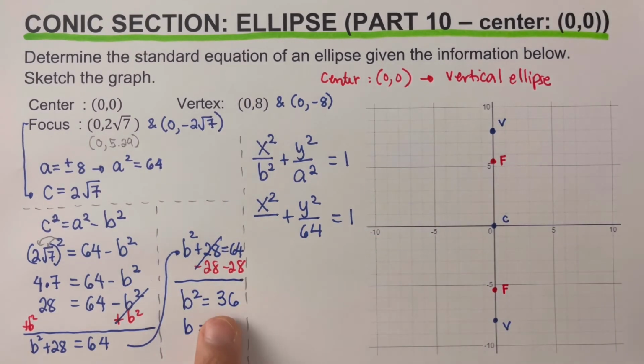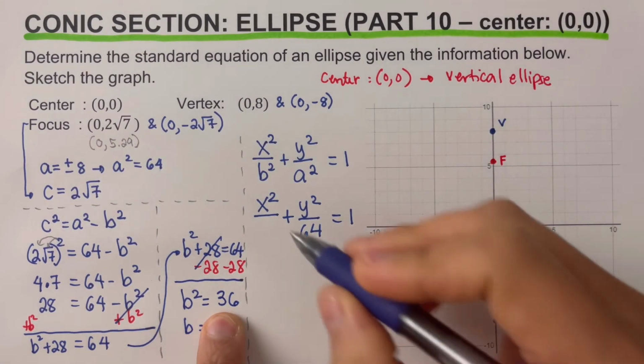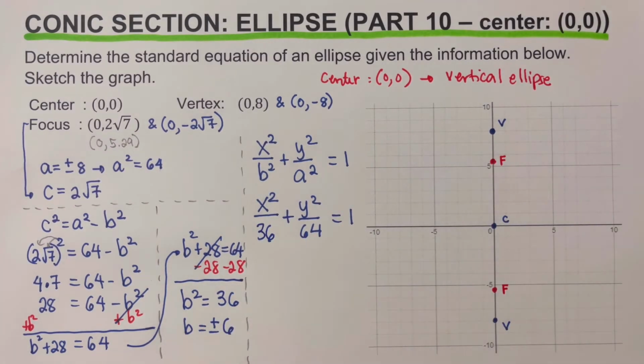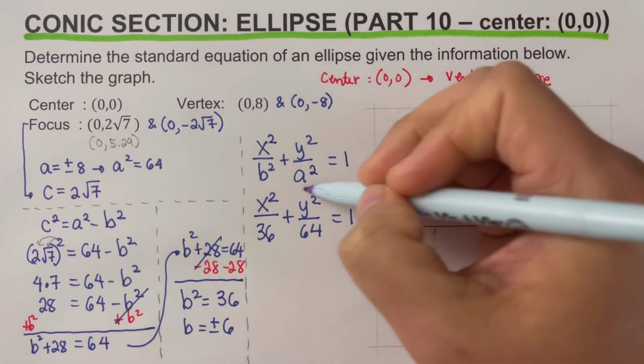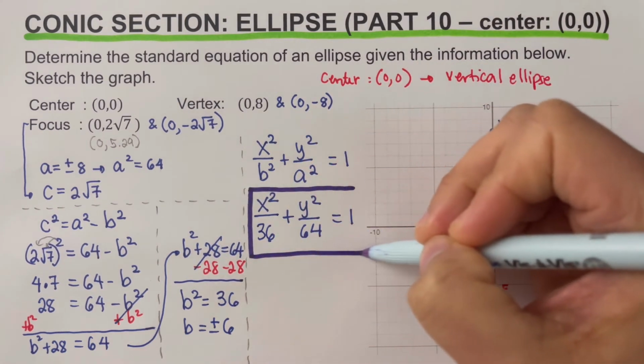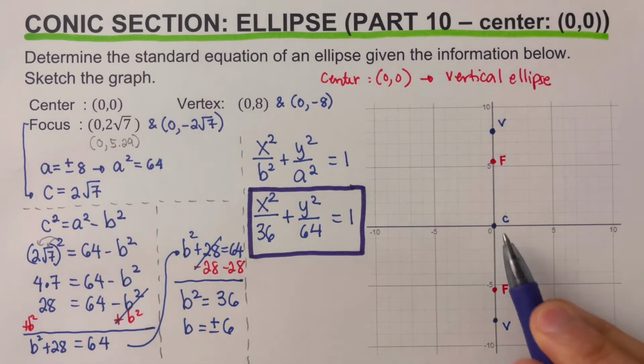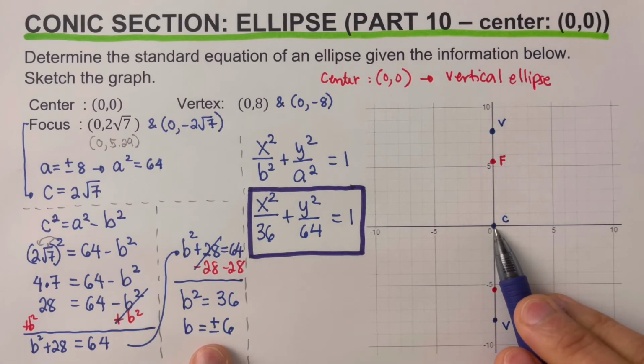Our b squared value is 36. So I will put that in here. That's 36. This tells us that this is the equation that will work for this problem that we have up here. Now, we know that the distance from the center to the co-vertex is represented as b.